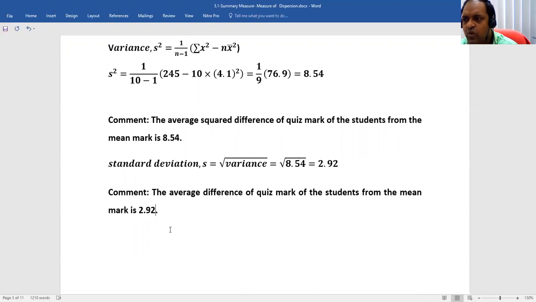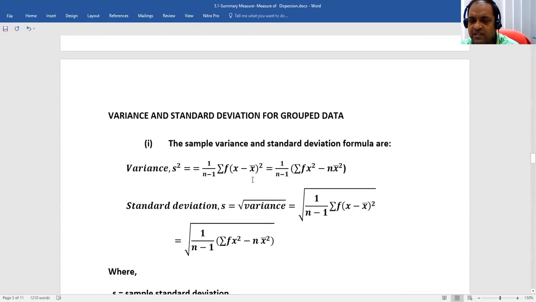Remember that the comment for the ungrouped data or grouped data is the same. Just the calculation is different; the interpretation is the same. Just see what type of data, then write the comment. Okay. Let us see for the group data what the variance and standard deviation are.